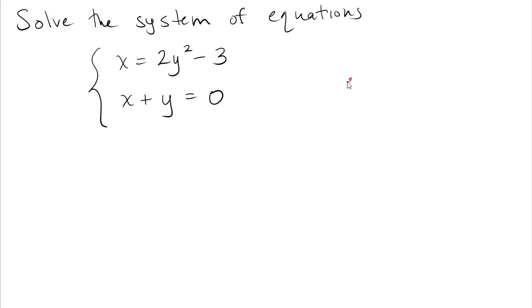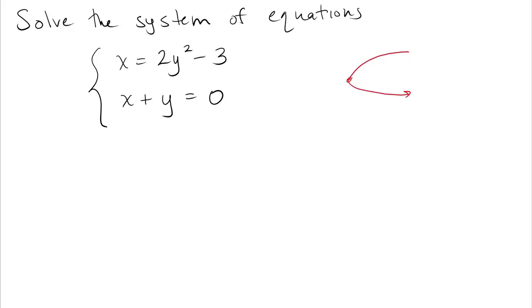So if you envision the intersection of a parabola that opens to the right and a line, it's possible that the line could touch twice. It's possible that the line could just touch once if it's tangent to the parabola. And of course the line could just completely miss the parabola altogether. So we might have two solutions, we might have one solution, we might have no solutions.